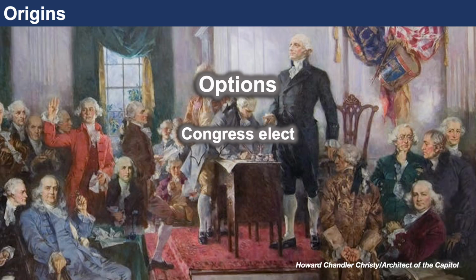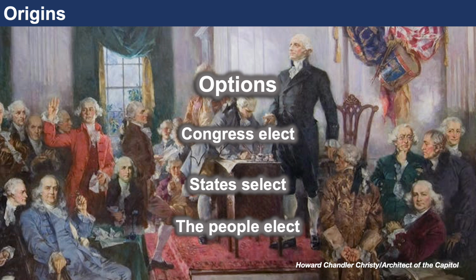Another model was to give the states selection power, but that didn't gain support because some delegates thought the states could not be trusted with such power. A third option was for people to directly elect the president. Well, there were two objections to that.